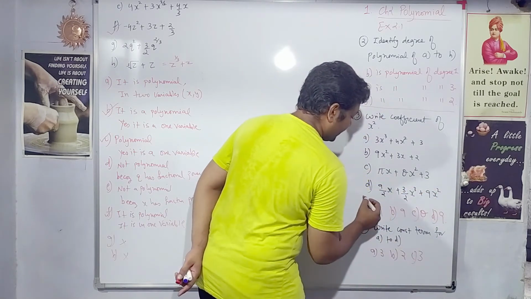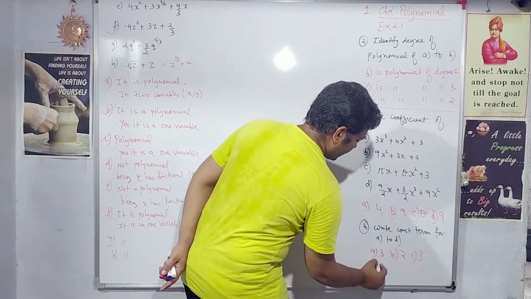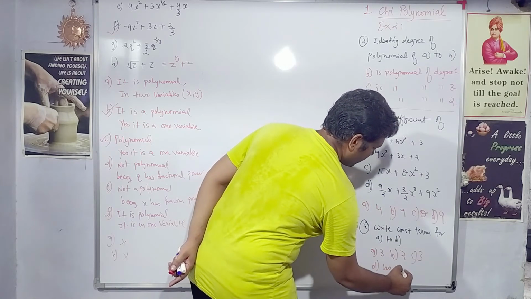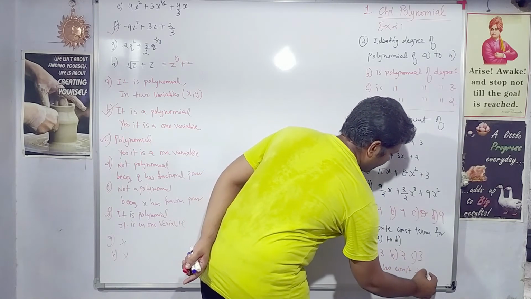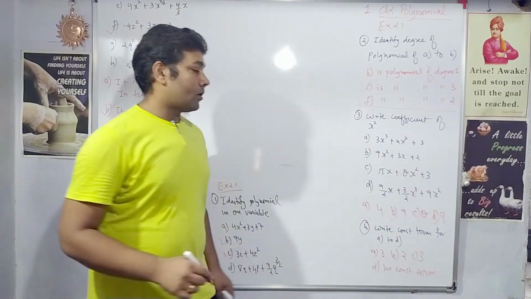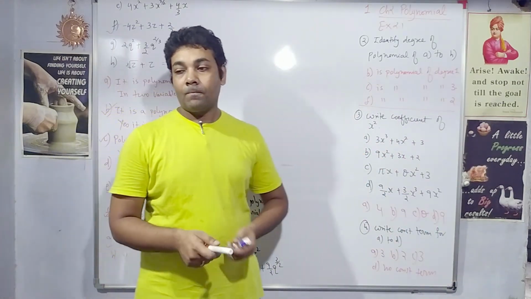3. And in D we have, so for D we will write down no constant term. We cannot see any constant term for the D, right?